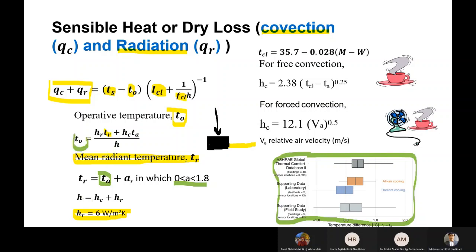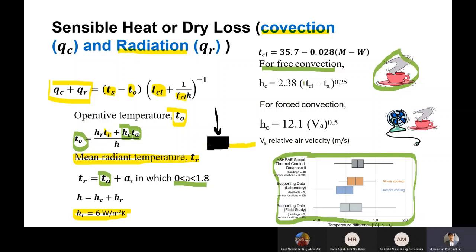TO here. HC is the convection heat transfer coefficient. TA is the ambient temperature. So with that, HC really depends. We have two conditions. First, free convection is when we do nothing, for example, when you sit idle in the room and there is no wind blowing at you. That's called free convection.